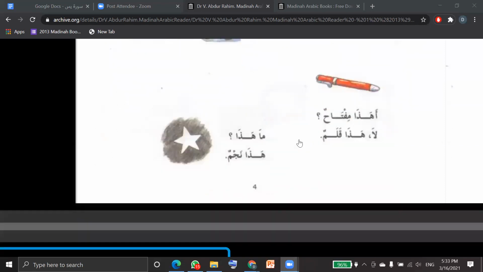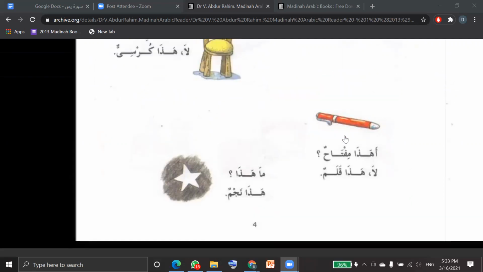Yeah. Okay. Ahada miftahun. Is this a key? Yes, good, excellent. La, haza qalamun. No, this is a pen. Ma haza? What is this? Hada najmun. This is a star. Excellent.